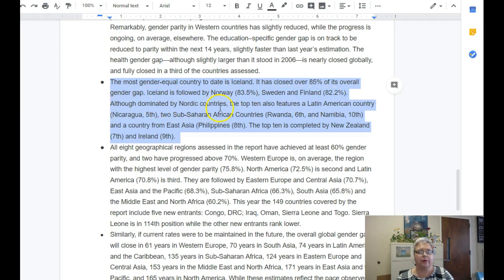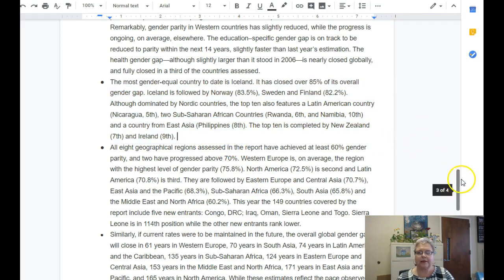And although dominated by Nordic countries, the top 10 also features a Latin American country, Nicaragua, 2 sub-Saharan African countries, Rwanda and Namibia, and a country from East Asia, the Philippines, and then the top 10 is completed by New Zealand and Ireland. So if you happen to be writing about any one of those countries, that would be something that you could put in your report. And if you copy it and paste it exactly, we're going to put it in quotation marks and then put in parentheses at the end of the paragraph the page number that this came from.